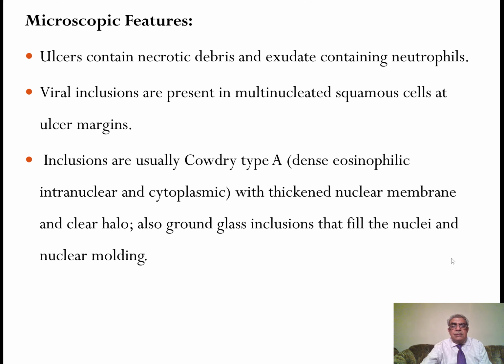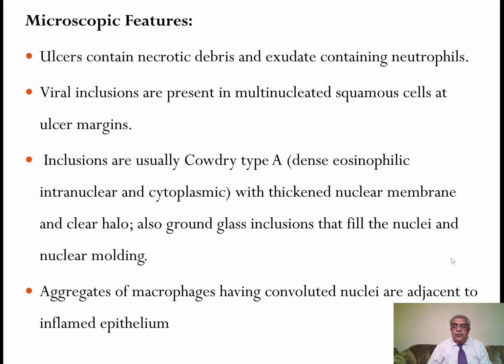These are the features. Ulcers contain necrotic debris, exudate contains neutrophils, viral inclusions are present in the multinucleated squamous cells at the ulcer base. Inclusions are usually Cowdry type A, which are dense eosinophilic intranuclear inclusions, thickened nuclear membrane with clear halo, and ground glass inclusions that fill the nuclei, and there is nuclear molding.